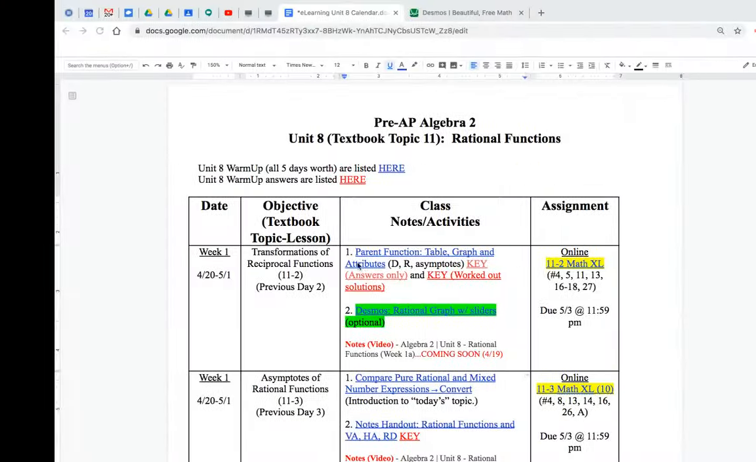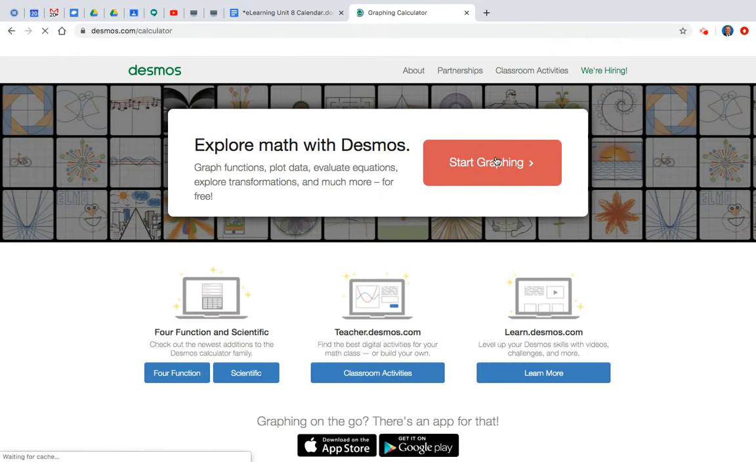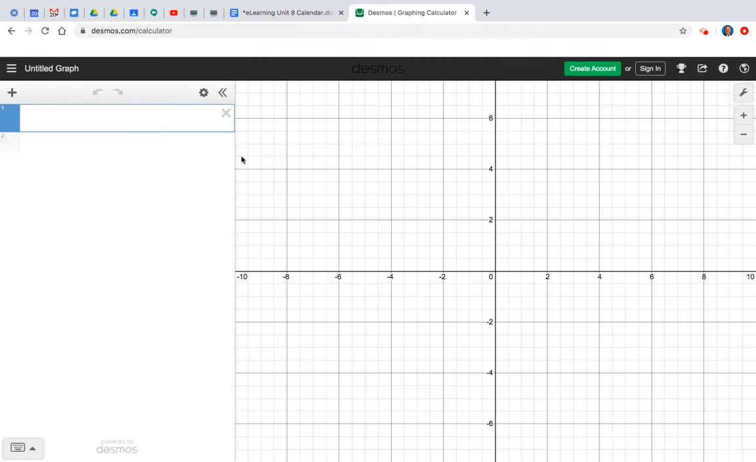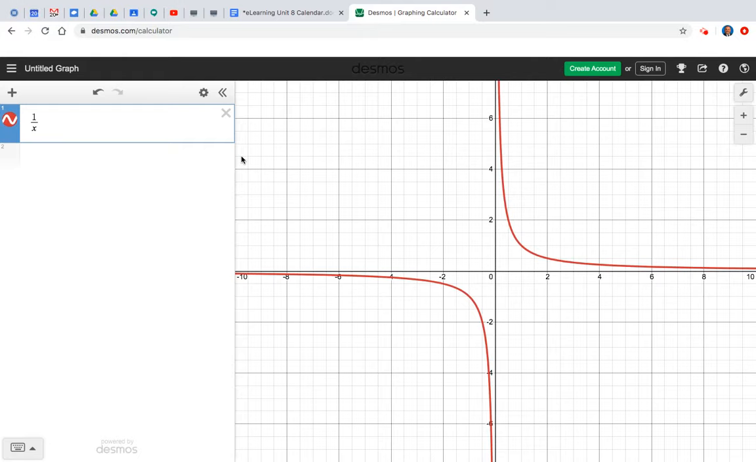Let's go to Desmos real quick and see what this graph looks like. Okay, so let me go ahead and start the graphing calculator. And we're going to say 1 divided by x. That's our parent function. So this is the default parent function of what it actually looks like.